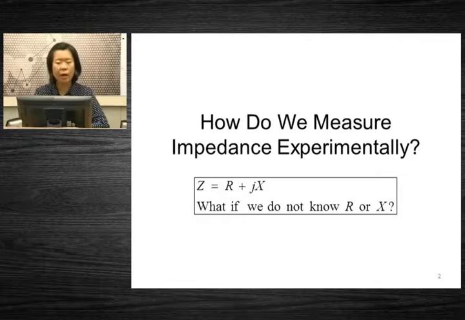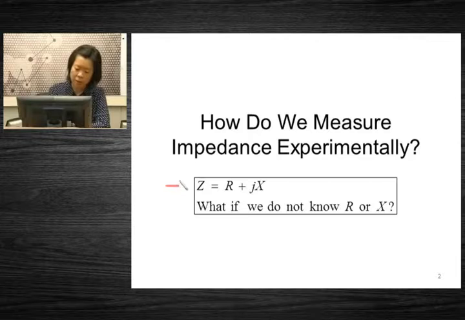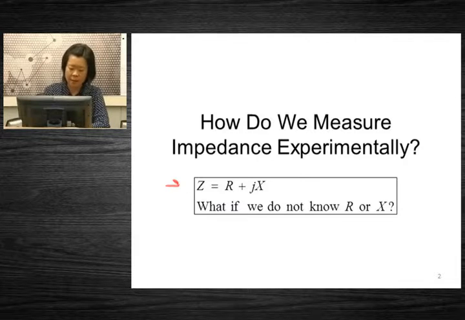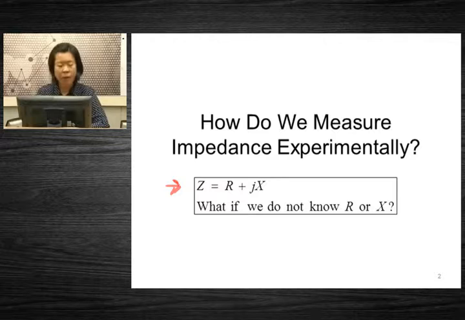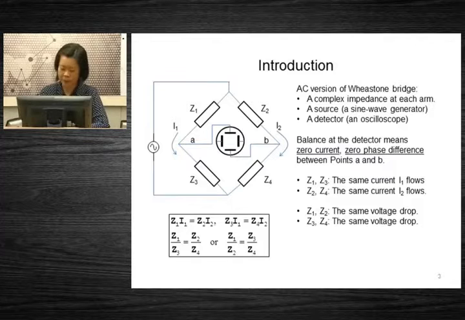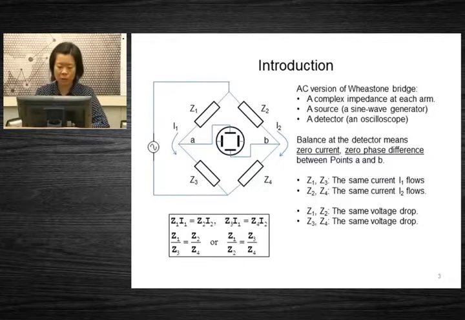So, first topic, how do we measure impedance experimentally? Now let's go back to the definition of impedance. Z is real part plus imaginary part. Now, we do not know either the real part or the imaginary part or both parts. Then we have to figure out how we find their values. So let me introduce you to the method we are going to use throughout the class.